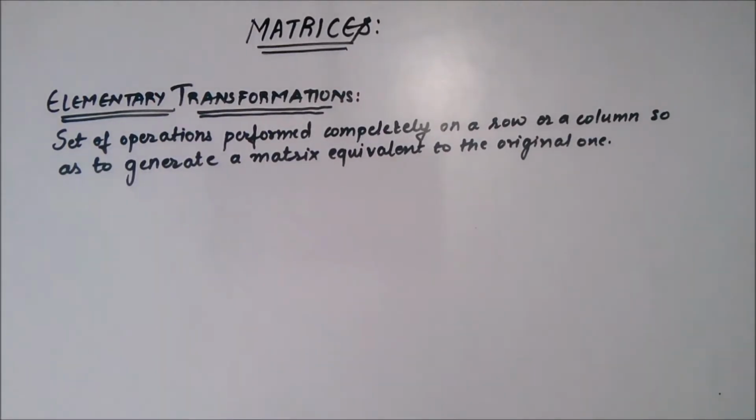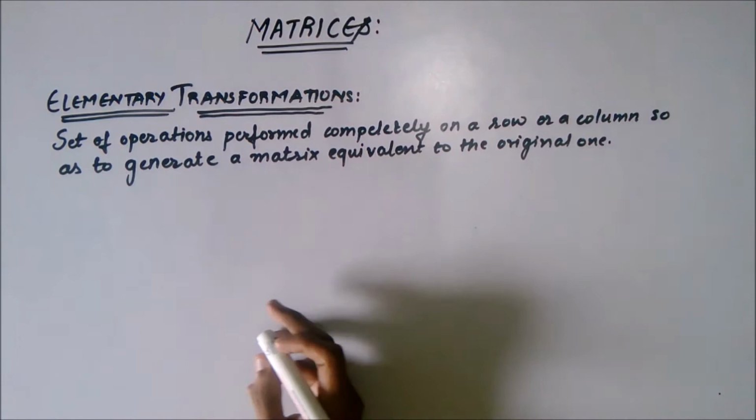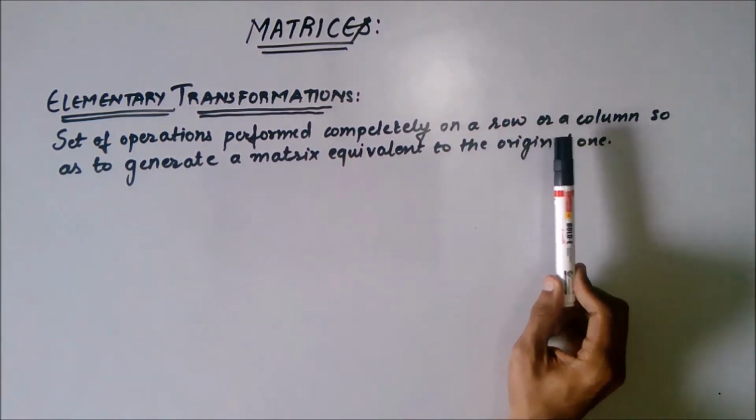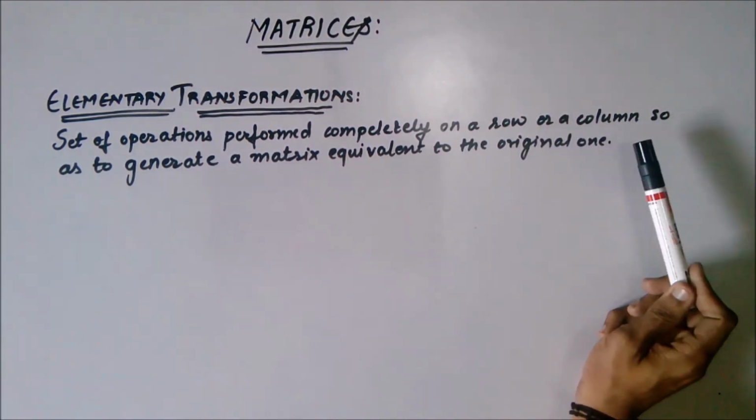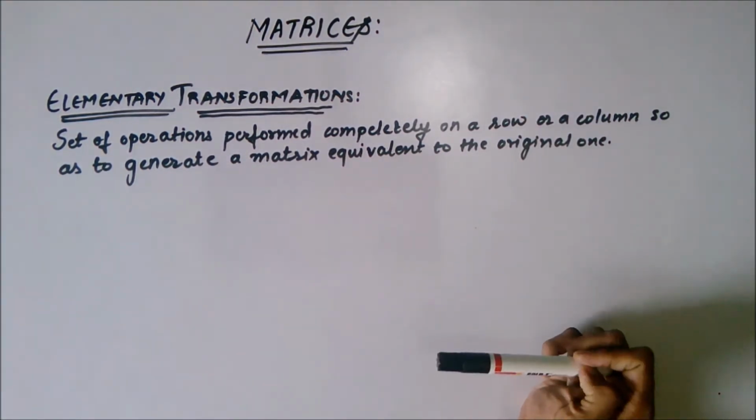So guys, in this chapter we are extensively going to deal with various operations that are to be performed on matrices. So let's start with our first topic, that is elementary transformations. Now, elementary transformations are defined as set of operations performed completely on a row or a column of a matrix so as to generate a matrix equivalent to the original one.